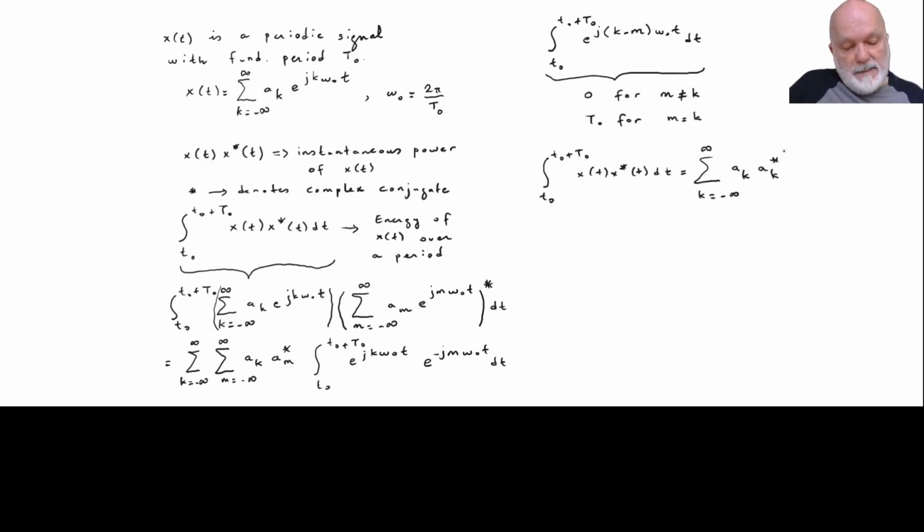Multiplied by t0. And that t0 can be transferred to the left-hand side of the equation as 1 over t0. Okay, so this expression is called Parseval's identity or Parseval's relation.